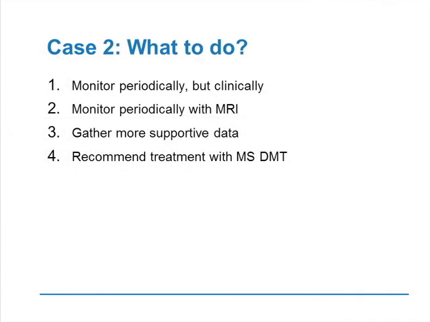So in this case, case number 2, what would be your choice of action? Choice 1, monitor periodically but clinically. Choice 2, monitor periodically with MRI. Choice 3, gather more supportive data. Or choice 4, recommend treatment with MS disease-modifying therapy now.